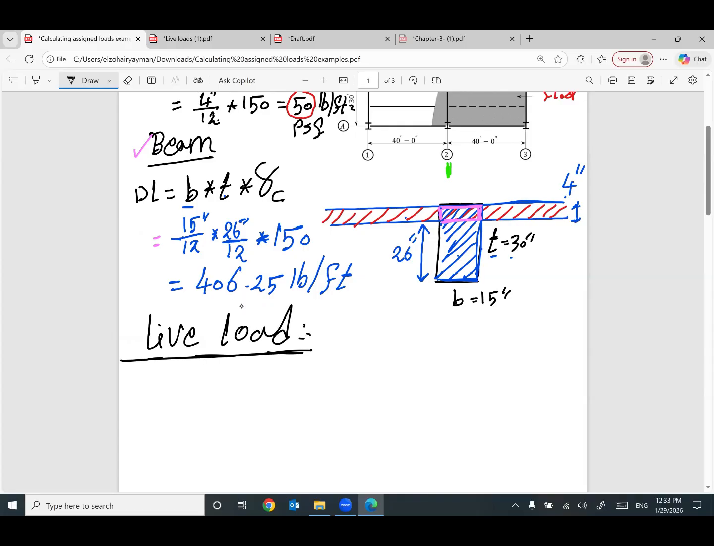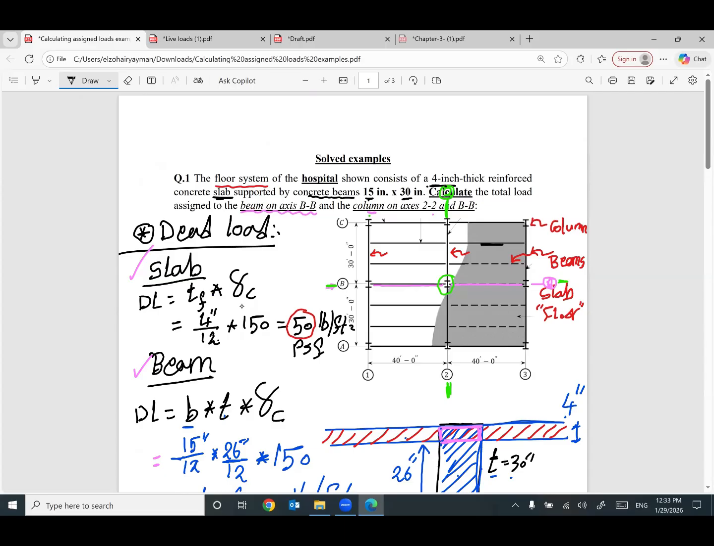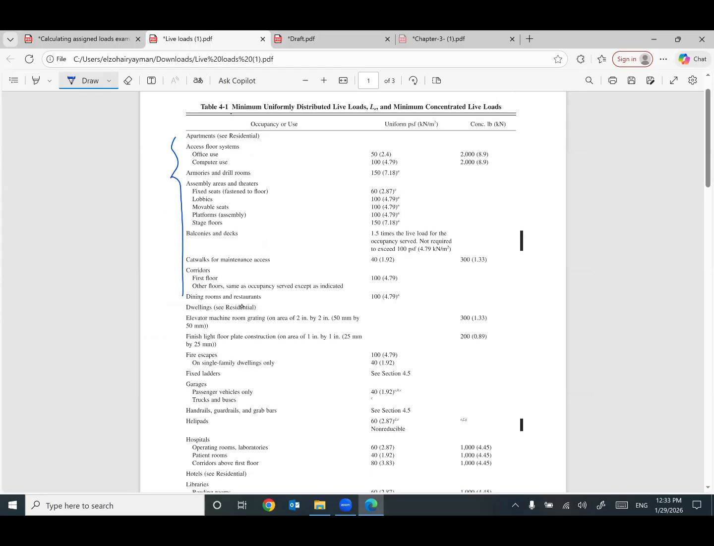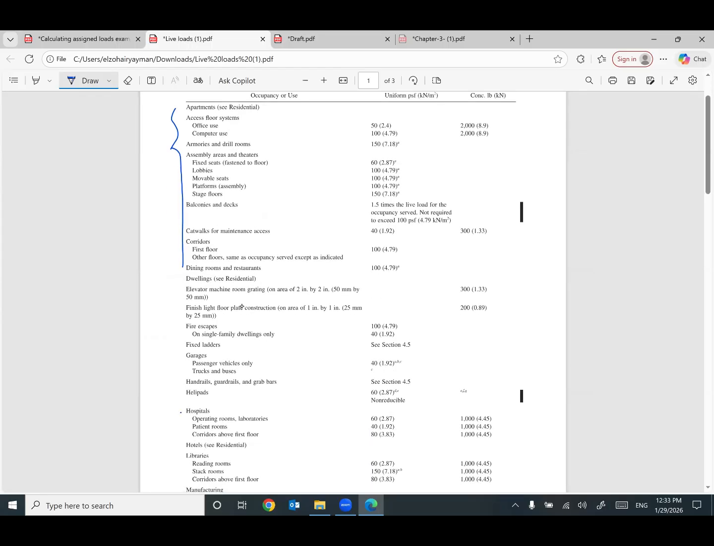The value of the live load will be only located on the slab. How much? We don't have calculations. What you need to do, just go back to your problem and review the function of the structure, which is a hospital. Open your table for it, look for the hospital. Here you go. Based on the hospital, I can figure out the value of the live load.